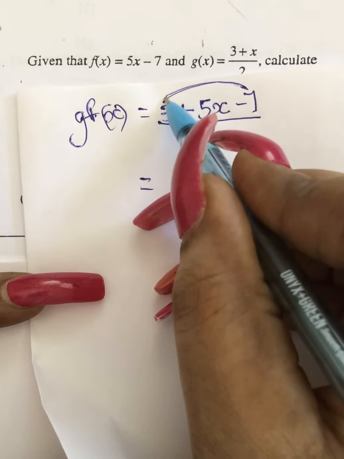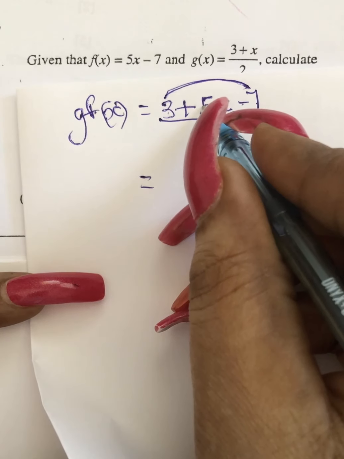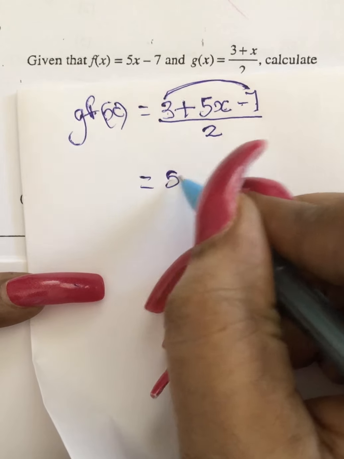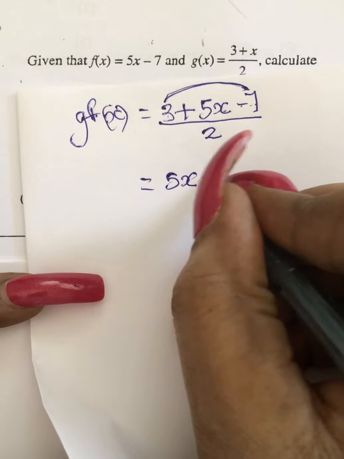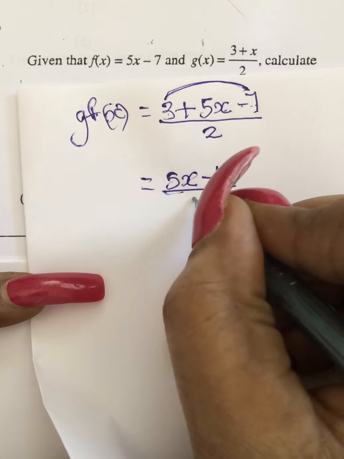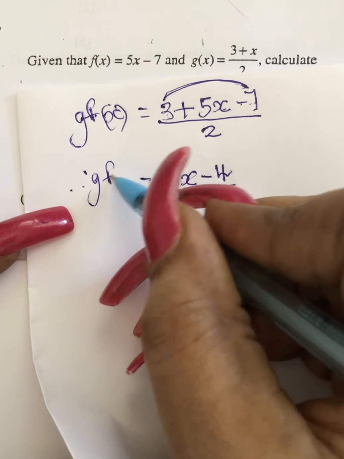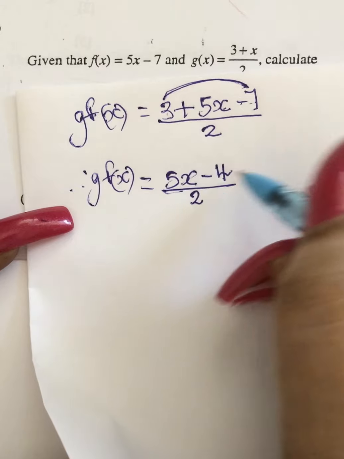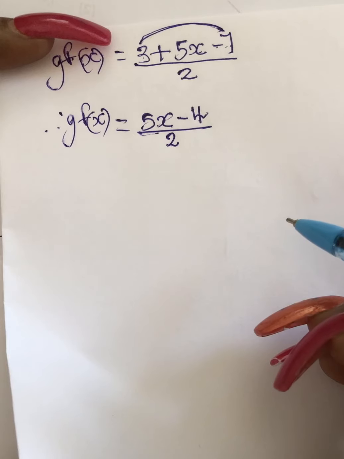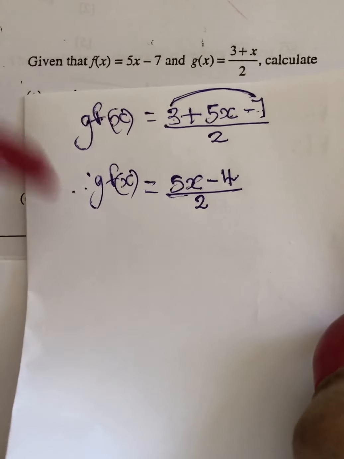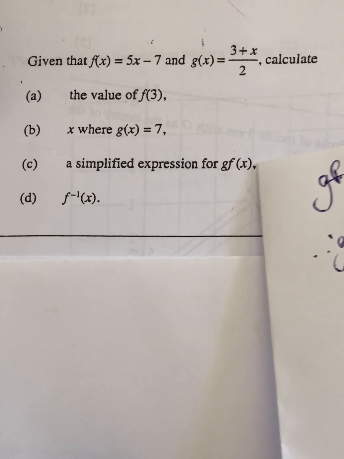We have two constant terms. We have 3 and we have negative 7. And then we have our positive 5x, which stands on its own. Nothing is similar there. 3 minus 7 will give us a negative 4. Therefore, we can say gf of x is (5x minus 4) all divided by 2. Good? So this will be my answer for a simplified expression for gf of x.